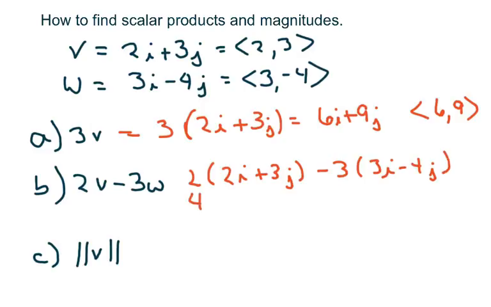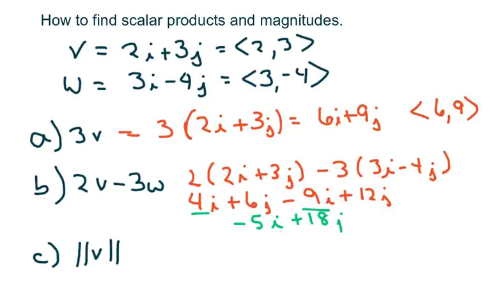This is 4i plus 6j minus 9i plus 12j, and you can combine everything. So this would be 4 minus 9i, which is negative 5i, and then we'd have 18j. I just combined my i's and j's. And if you want to write it this way, that would be negative 5, 18.